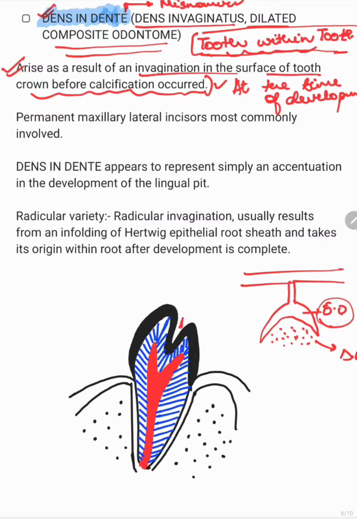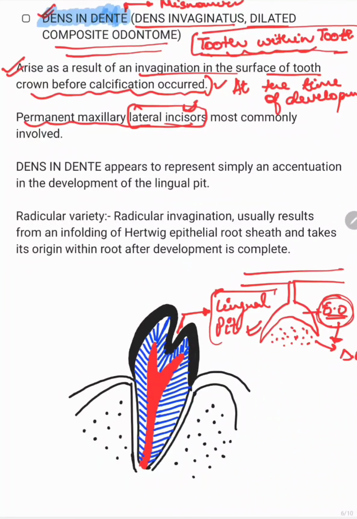So there will be an invagination or deepening of the enamel organ inside the dental papilla, which results in dens in dente, right? This condition is more common in permanent maxillary lateral incisors. Here you can see a pit in the lingual portion of the crown. This is known as lingual pit. It resembles a lingual pit, that's why we call it a lingual pit.